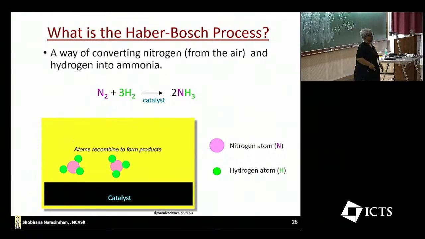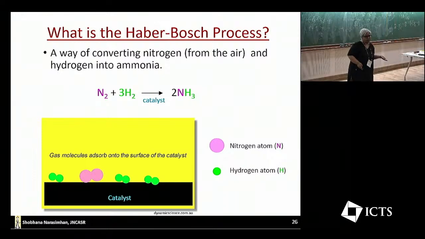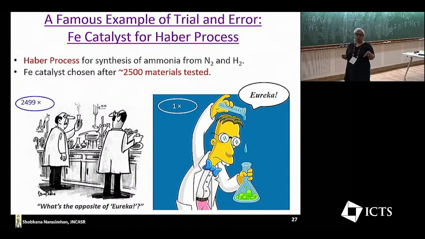So the question is, what catalyst? How do you know what catalyst to use? What Haber did was he tried about 2,500 different catalysts before he found the one that we use today, which is iron. It's interesting to know that iron is not the best. Of the ones he tried, osmium was the best, but osmium is a very rare element, so you can't really use it commercially. So he decided iron is the best. In later work, people found out that ruthenium is even better.